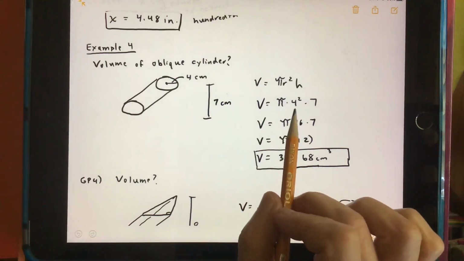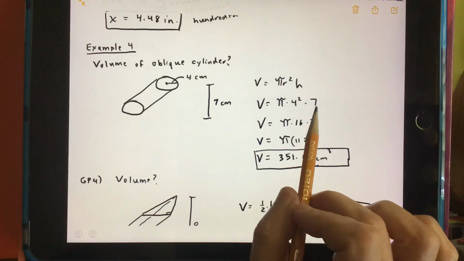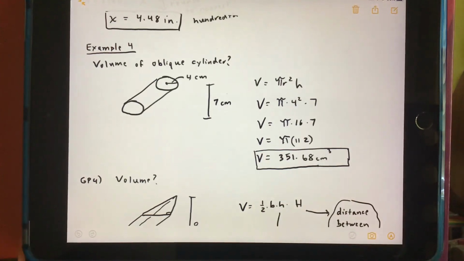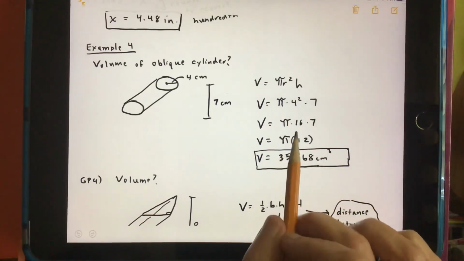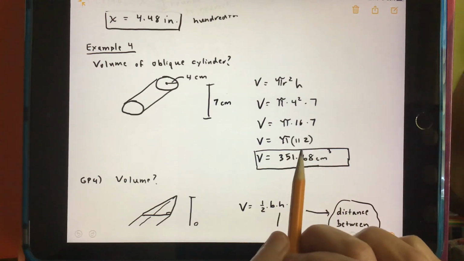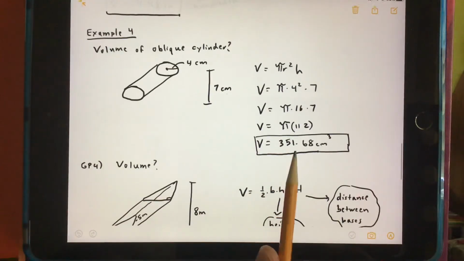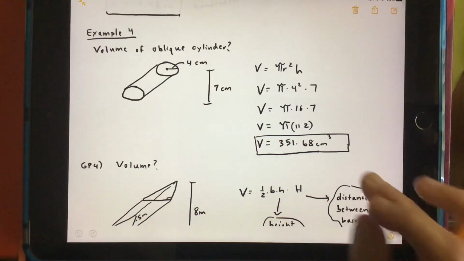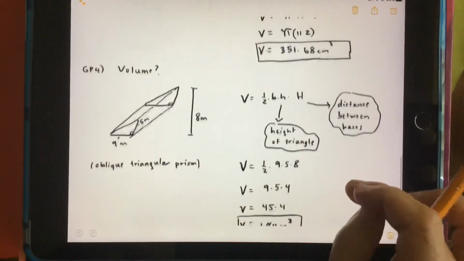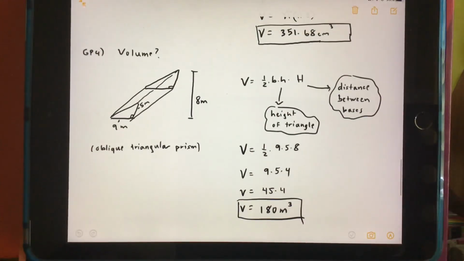Volume then is pi times our radius squared, 4 squared, times our height between the bases, 7. I'll go ahead and do some simplifying first. 4 squared is 16. 16 times 7 is 112. Then I'll use my calculator. Pi times 112 is approximately 351.68 centimeters cubed.